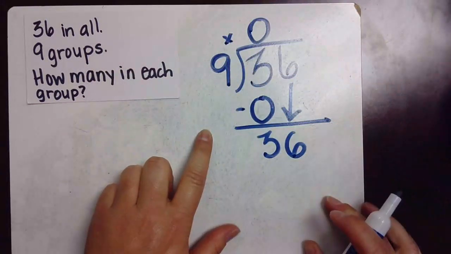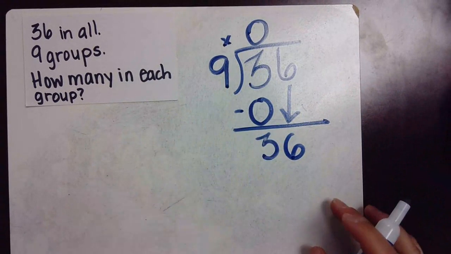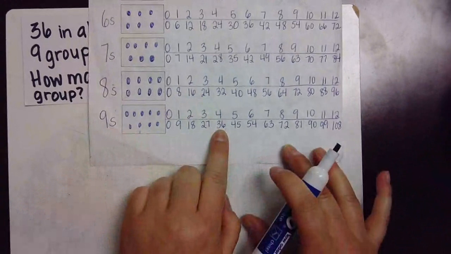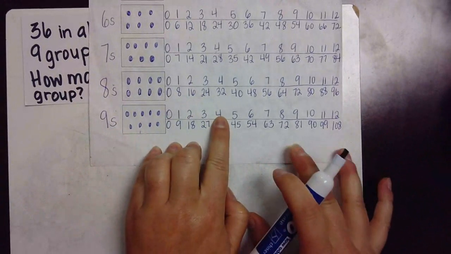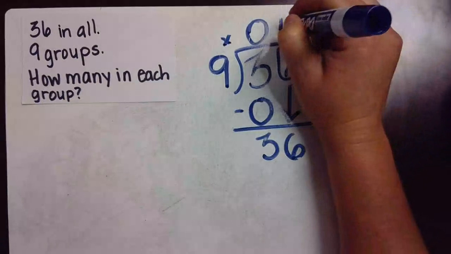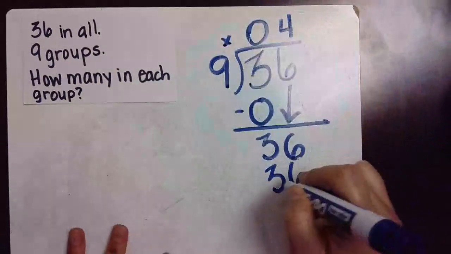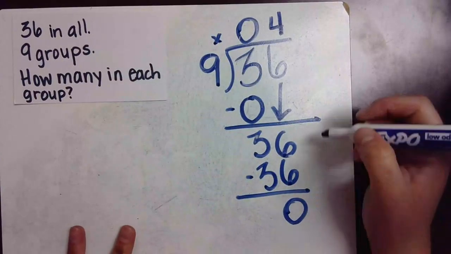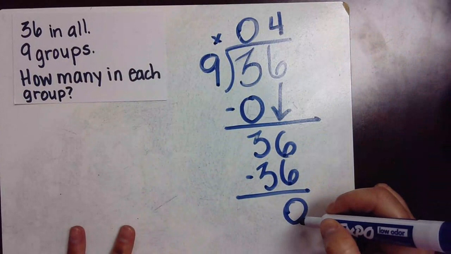Okay, I ask myself again, I start over with dividing. How many times does 9 go into 36? Here's my 9s. Here's my multiples. Oh, it goes in there perfectly. How many times? 4. It's on top of the line, so it goes on top of the line. 4 times 9 is 36. Subtract, there's none left over. Subtract and bring it down. Is there any more to bring down? Nope. So that means I have a remainder of 0.